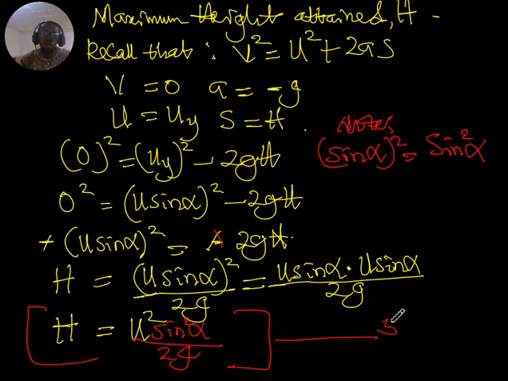Take this as equation 5 again, where u here is your initial velocity, alpha is the angle of projection, and g is the acceleration due to gravity. Now maximum height is attained when a body is projected perpendicularly, and that is talking about 90 degrees. So for maximum height to occur, a body must be projected at an angle of 90 degrees.